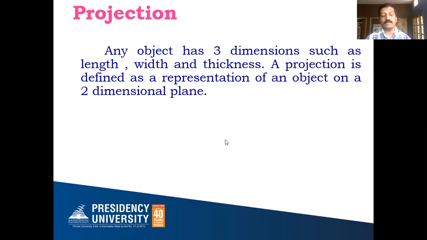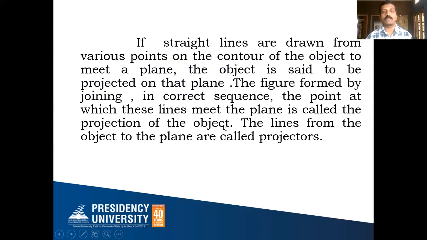So let me take two minutes before going to the types of projection. A projection, as we discussed yesterday: any object, forget about whether it is one dimension, two dimensions, or three dimensions, is represented on a two-dimensional plane. The two-dimensional plane might be your sketchbook, your monitor screen, or your drawing sheet. That is called a two-dimensional plane. And the projection procedure, what does it say? We also discussed it yesterday.